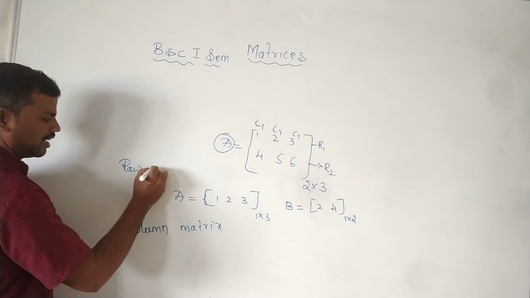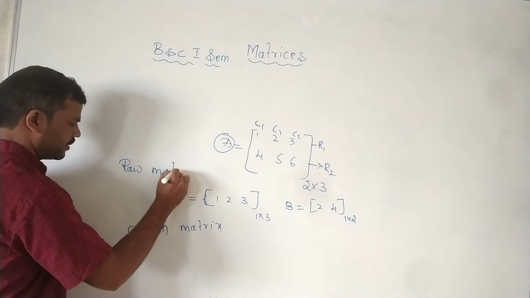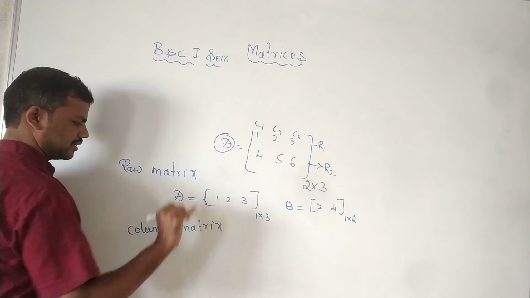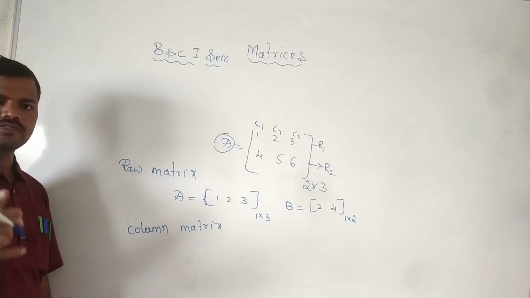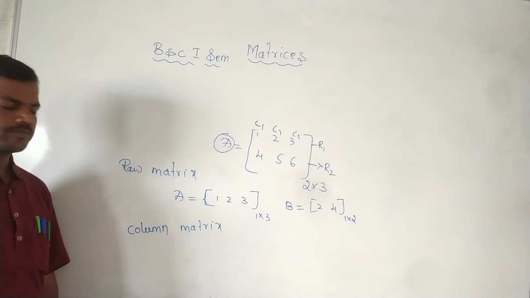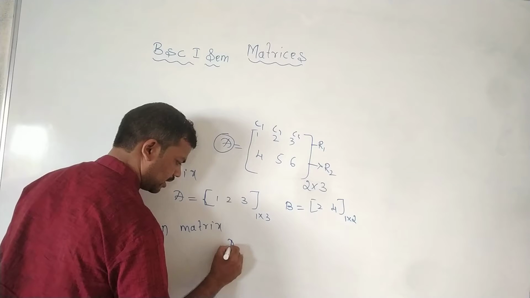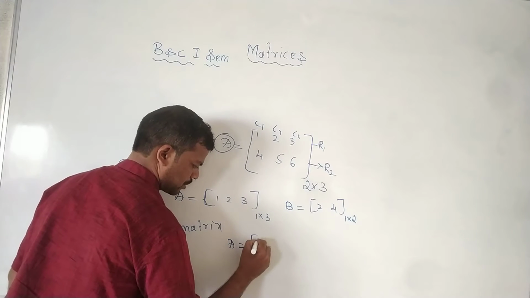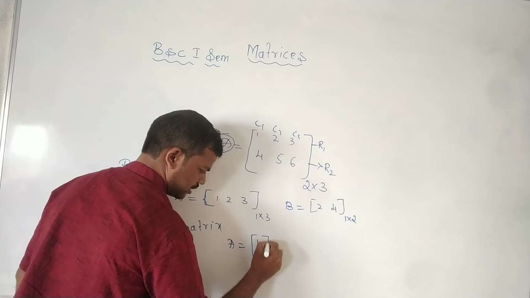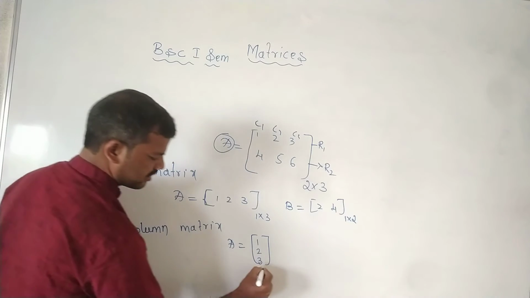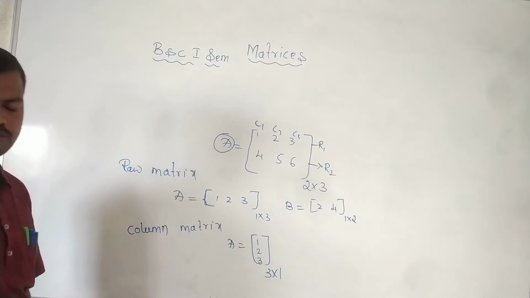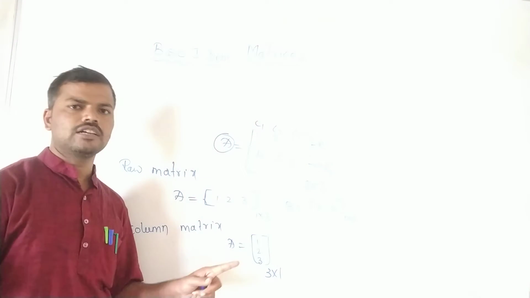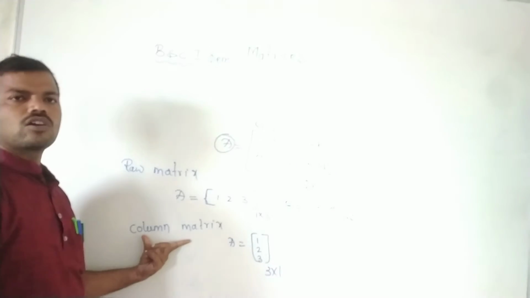Column matrix means what? Row matrix we have already known, as we are discussing the types of matrix. Column matrix means a matrix which contains only one column. For example, 1, 2, 3. How many rows and columns are there? 3 rows and 1 column. The matrix which contains 3 rows and 1 column is called a column matrix.